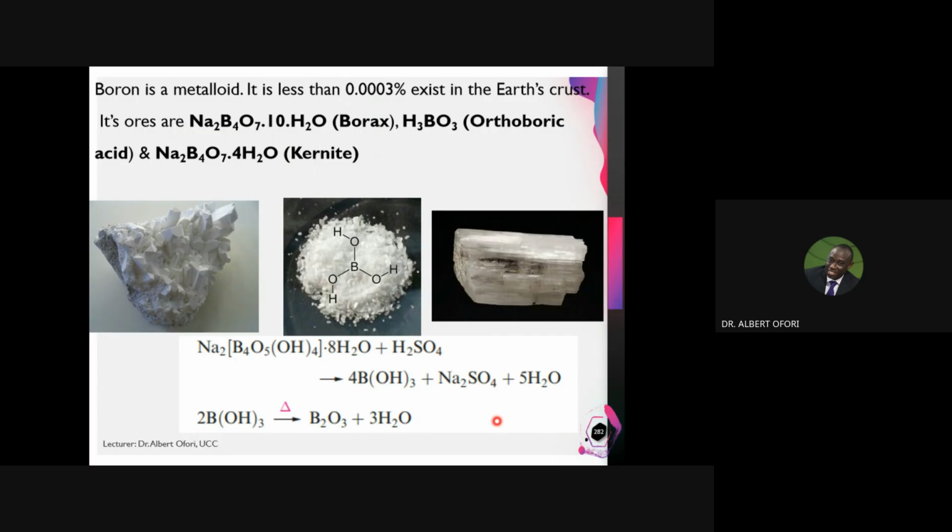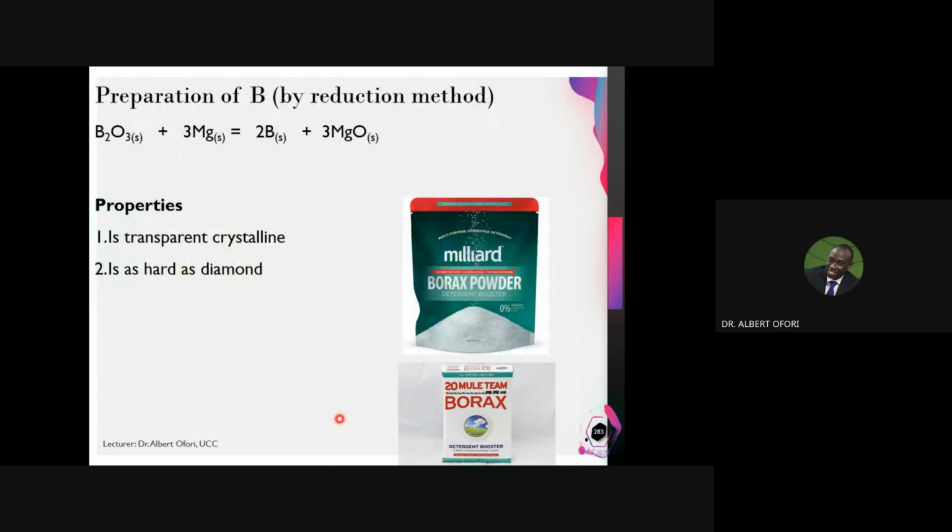Again, when we take borax and dissolve it in acid, we can produce boron hydroxide. When we heat this boron hydroxide, it can form boron oxide, which is a reducing agent in detergent. But when we have a detergent that has borax in it, it's quite a strong detergent, which causes itching of the skin and those kinds of things.